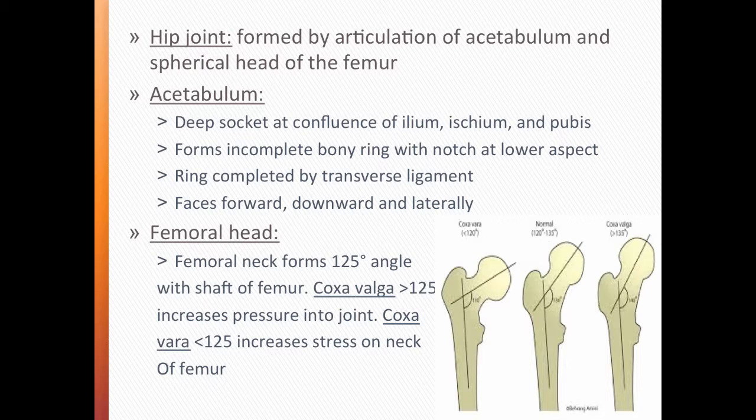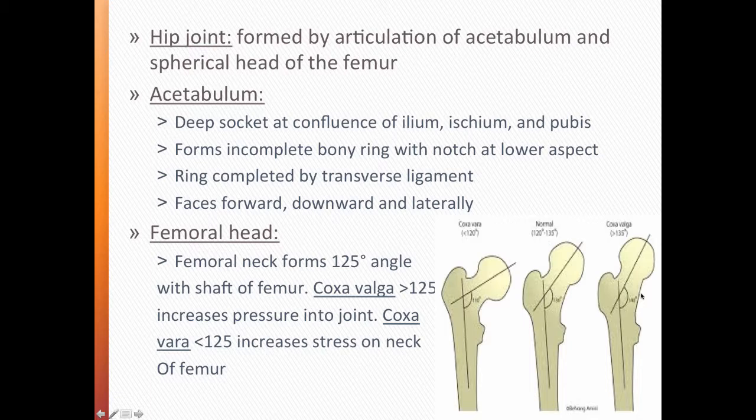The femoral head forms an angle with the femoral neck and the shaft of the femur, which is about 125 degrees. So you see here on the left we have a normal one. So that angle here is about 125 degrees. So I'm sorry, the normal is in the middle with 125. You have coxa valga to the right, which is greater than 125 degrees. So this one's 140 degrees.